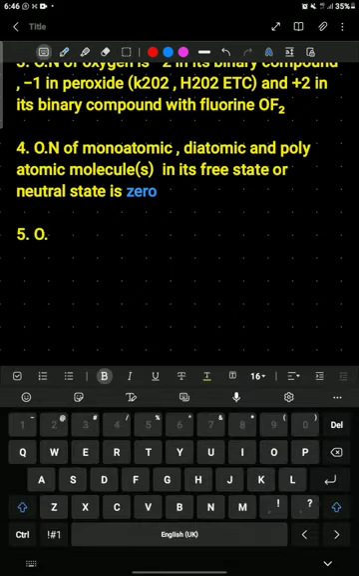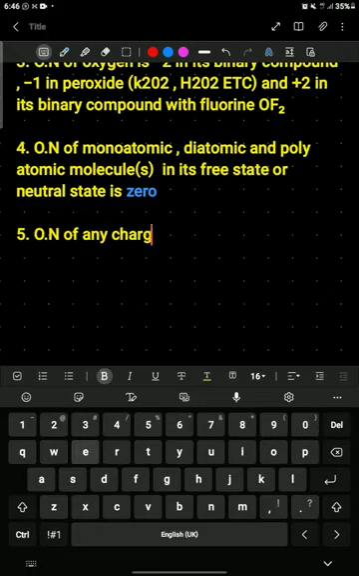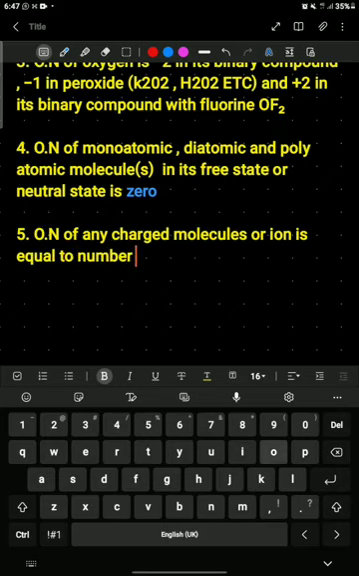So that will be number 5. The oxidation number of any charged particle, of any charged molecule or ion, is equal to the number of its valence. As you all know, valence is the combining power of an element, so it's equal to the number of its valence.